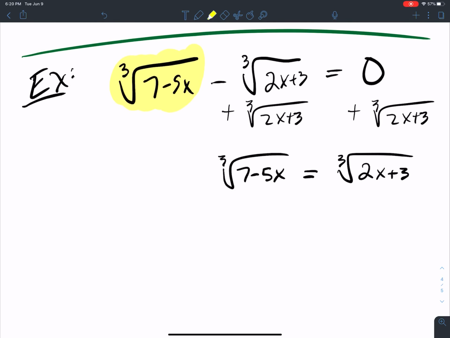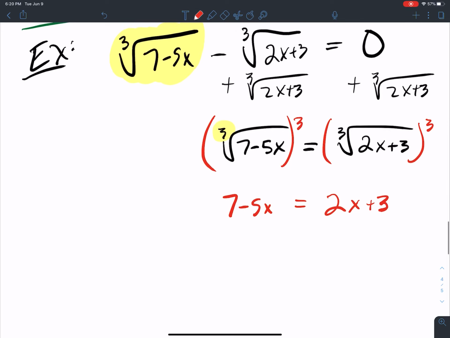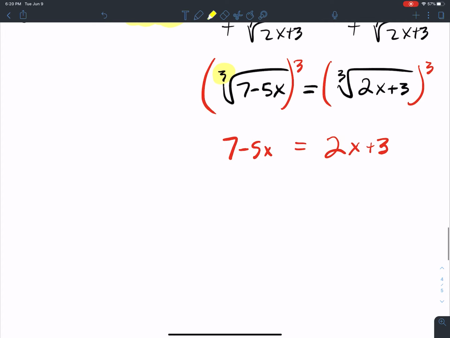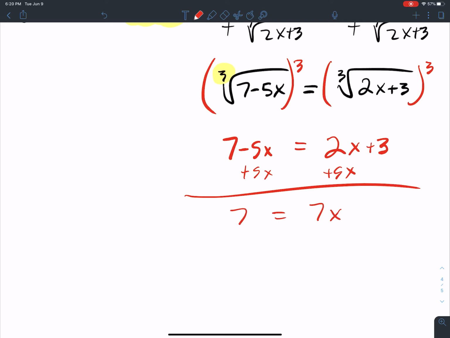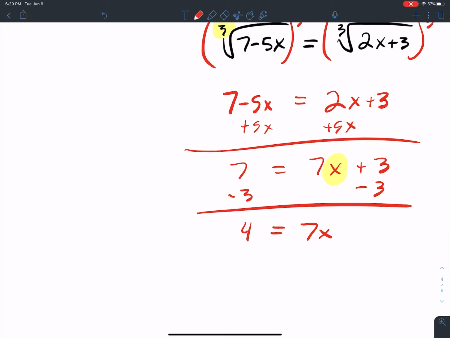Now, how do I get rid of a cube root? I'm going to cube both sides. That gives me 7 minus 5x equals 2x plus 3. I have x's on both sides, so I'm going to move my x's around: plus 5x, plus 5x. So I have 7 equals 7x plus 3. I'm trying to get x by itself. How do I do that? I subtract 3 from both sides, so I get 4 equals 7x. Then to get x by itself, the inverse of multiplication is division, so my answer is 4/7.